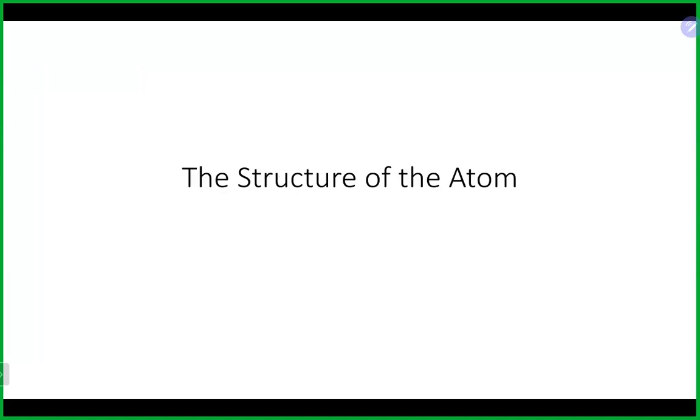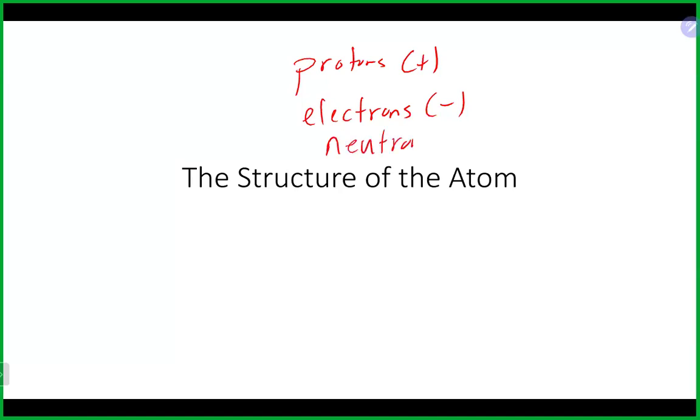All right, so let's talk a little bit about the atom itself. The atom is really the basic representation of any element. The atom really has three parts. There are protons, which are positively charged. There are electrons, which are negatively charged. And there are neutrons, which have no charge.